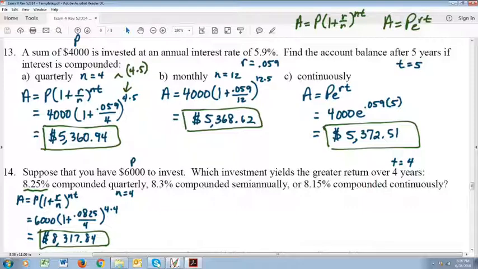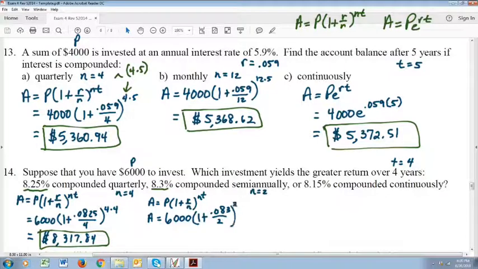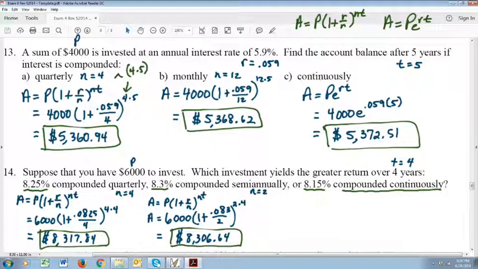And let's see. On the second case here, now we're getting 8.3% compounded semi-annually. That means twice a year. So twice a year the interest is applied to the account. So again, we're using the first formula, and I'm going to go ahead and plug in the numbers here. And so when you put that into your calculator, you should get $8,306.64.